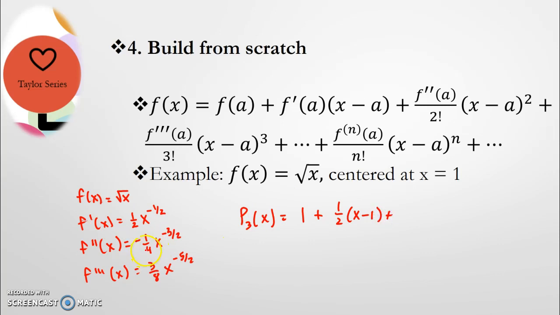My second derivative evaluated at 1 would be negative 1/4 divided by 2 factorial. So I have negative 1/4 divided by 2 factorial, and then x minus 1 squared. And then if I'm doing a third degree polynomial, I'm going to take my third derivative evaluated at 1 would be 3/8 divided by 3 factorial, x minus 1 to the third.